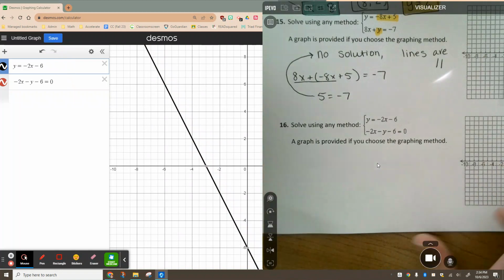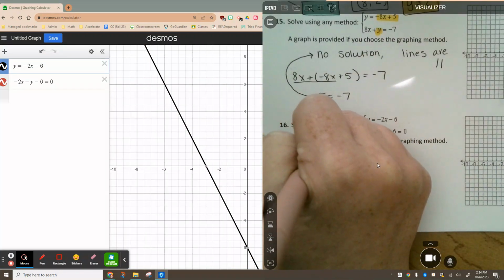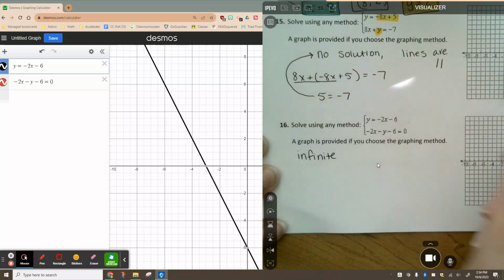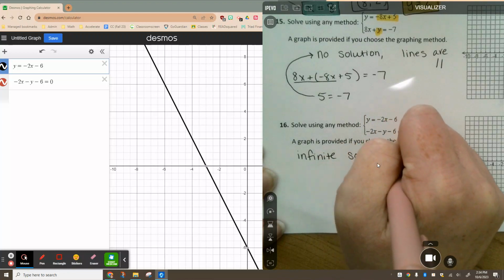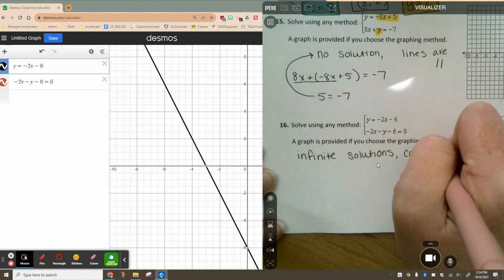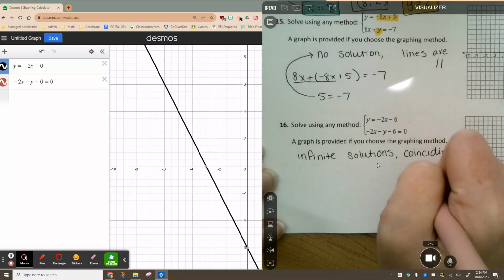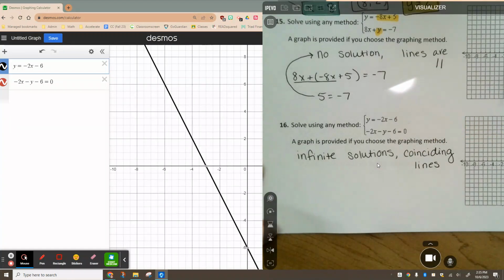Those are called coinciding lines. So this is infinite solutions. Coinciding lines. I probably didn't spell that correctly, but it's a good thing I teach math.